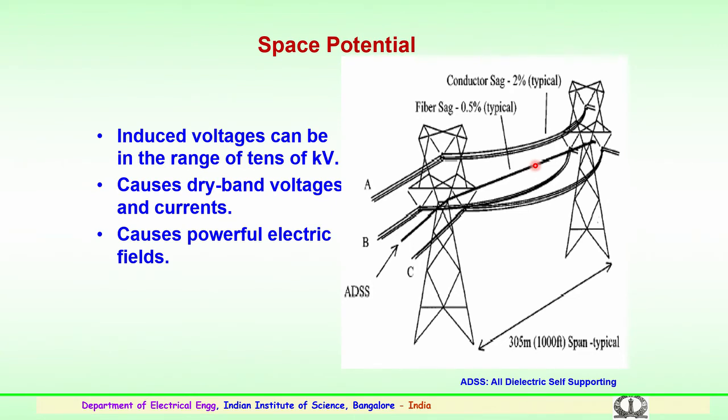So, these induced voltages can go up to tens of kilovolts, and further, depending upon the contamination on the surface and due to rain or fog or drizzle, there could be formation of wet and dry bands. This causes dry band voltages and further flow of currents on the surface, and sometimes this could cause powerful electric fields, also depending upon the induced voltage levels and the voltage level of the transmission system. So, the space potential effect has to be properly considered, and it has to be mitigated.